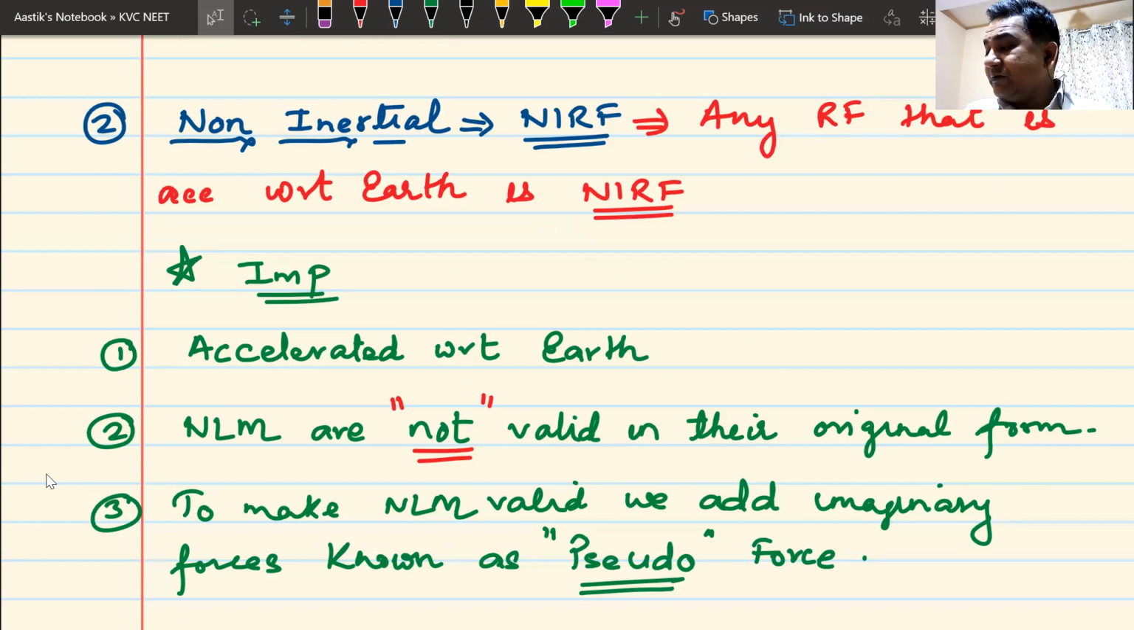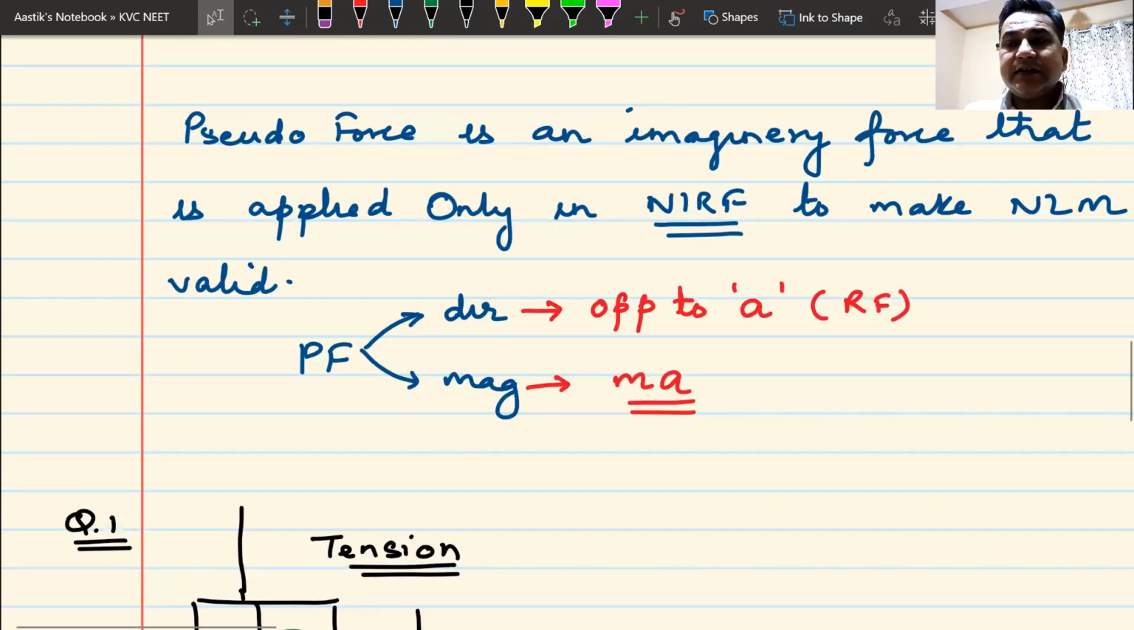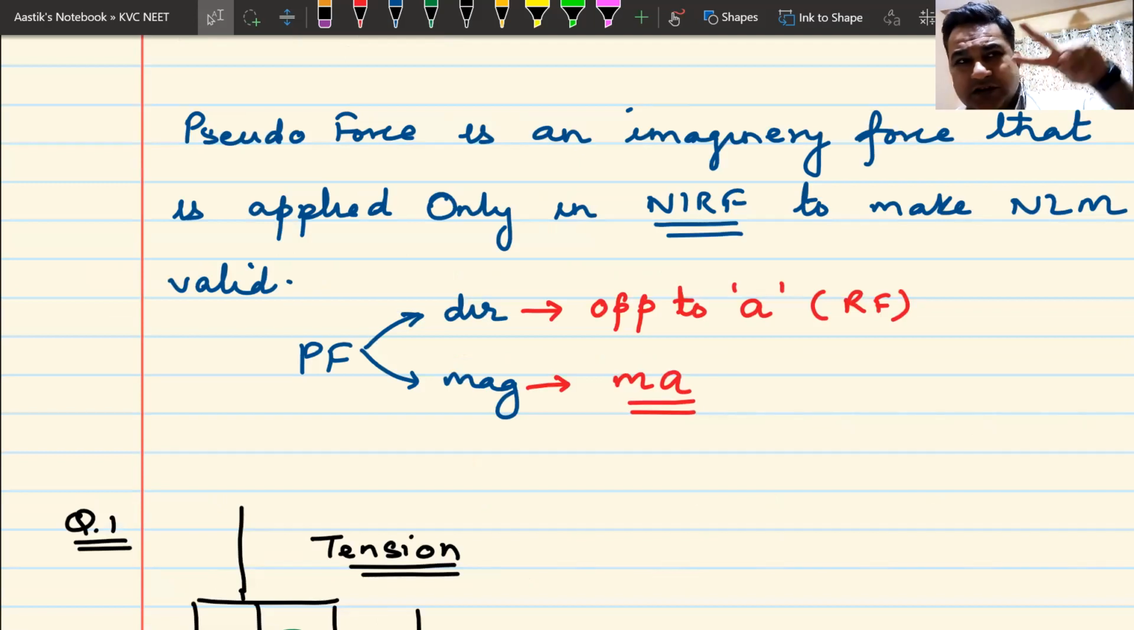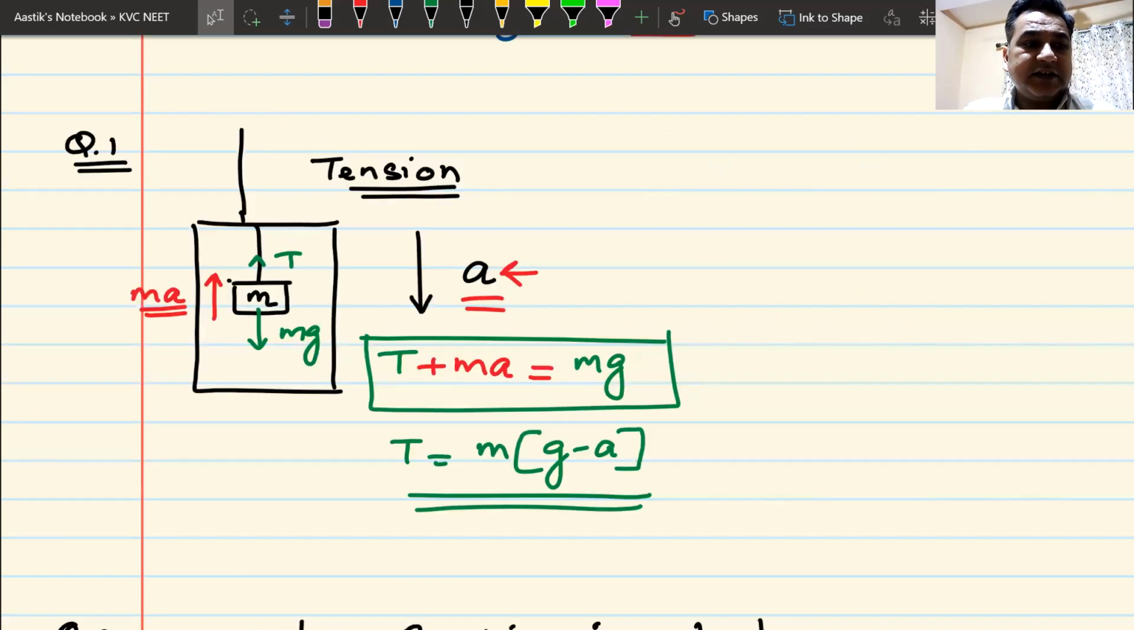To make Newton's laws of motion valid, we have to apply unreal forces, imaginary forces, known as pseudo force. Two things you must remember about pseudo force: magnitude and direction. Direction is opposite to acceleration. Magnitude is equal to mass into a. Then we have done problems discussing this pseudo force. In the next class, we'll be doing more problems in this chapter.